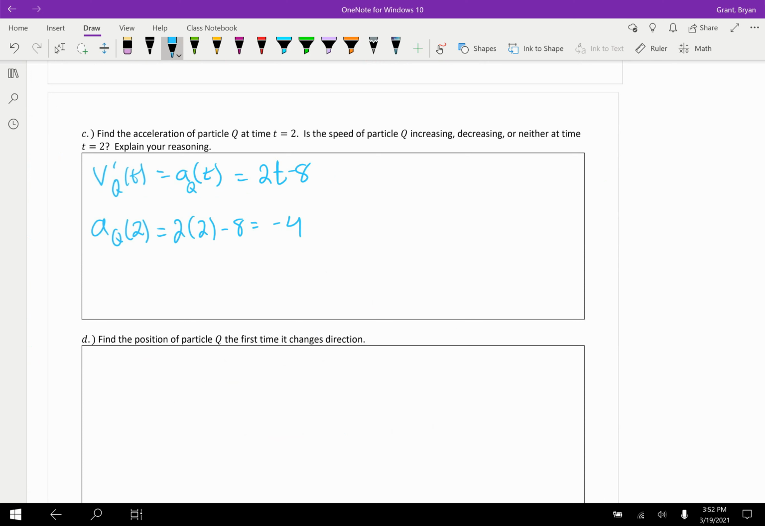which is negative 4. All right, now don't do what so many students do and look at that and say, oh, acceleration is negative, speed is decreasing. It's all about that vector thing. We need to realize that an acceleration of negative 4 is like someone is pushing you, let's say, to the left with a force of 4. They're pushing you left. Now, two things could be happening.